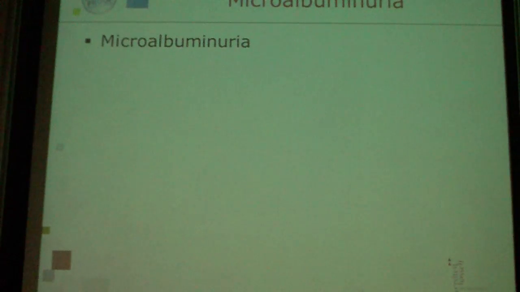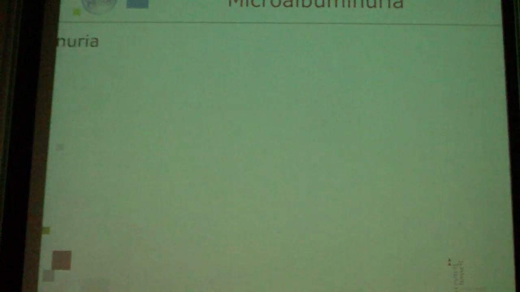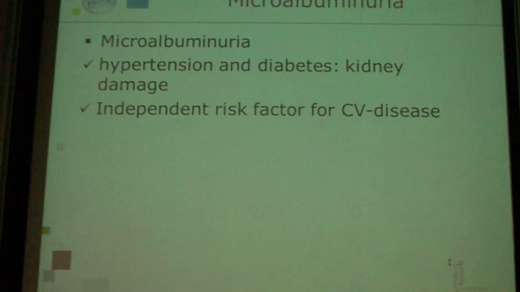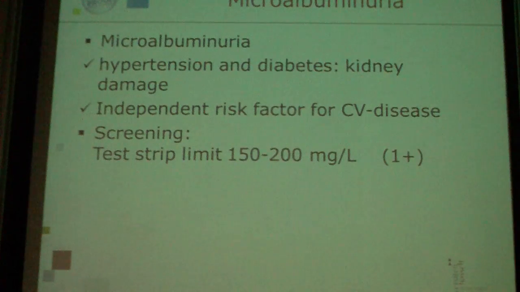Now, screening for early kidney damage is usually done with albuminuria, because albuminuria is shed by the kidney in early damage by hypertension and diabetes. That's also the reason that in Belgium, for screening for diabetes, this parameter is reimbursed. Strangely enough, it's not reimbursed for hypertension patients. It's an independent risk factor for cardiovascular disease. If you see that microalbuminuria is present, then you have a higher risk of cardiovascular diseases.